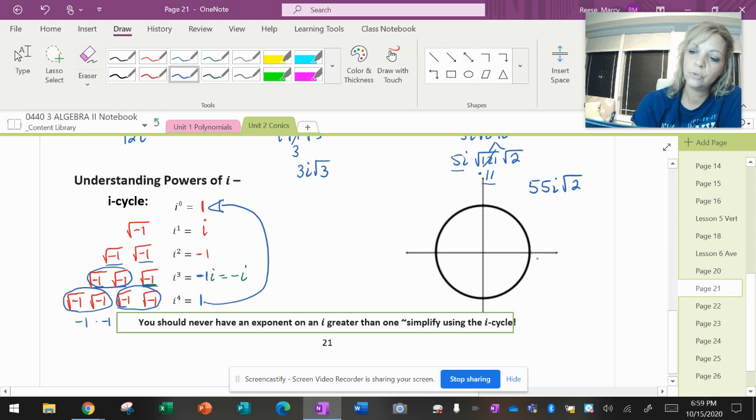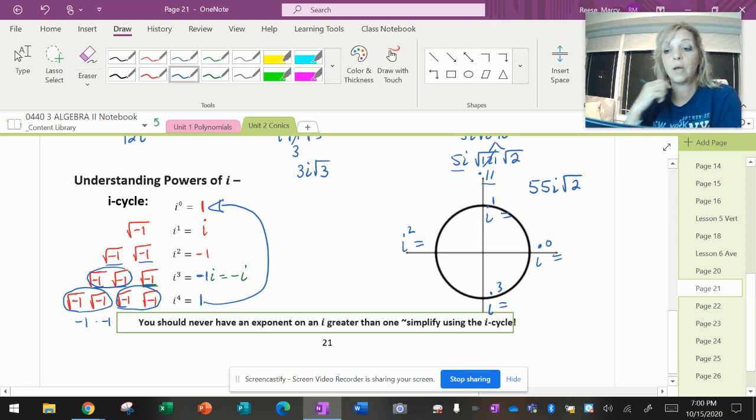Okay? So when you do this, you always start at the 0 power here. And we go counterclockwise. So I go i to the 0, i to the first, i to the second, i to the third. Okay? And i to the 0 power, anything to the 0 power is 1. And opposite of 1, I'm going to tell you right off, just to help you remember, is negative 1.